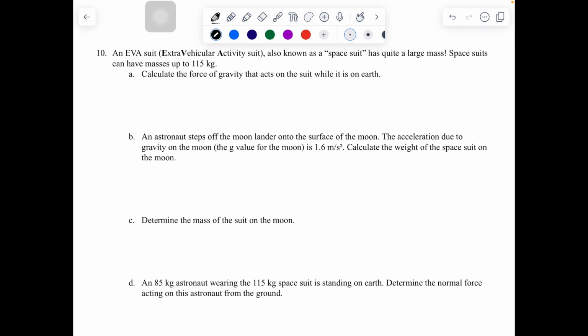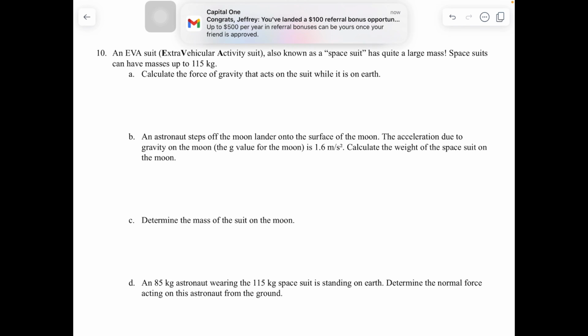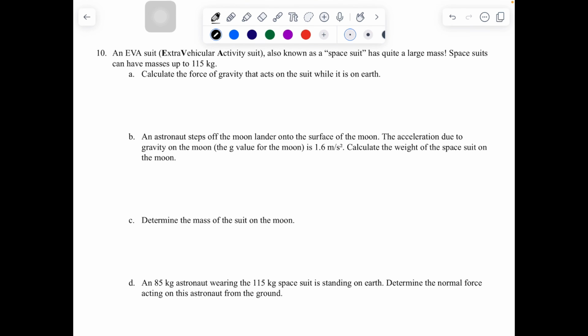Number 10. An EVA suit, also known as a spacesuit, has quite a large mass. Spacesuits can have masses up to 115 kilograms. Calculate the force of gravity that acts on the suit while it is on Earth. Okay, force of gravity, aka the weight. Force of gravity equals m times g. We know the mass of the suit, because it is what acts on the suit. 115 kilograms. I'm going to drop our units to save some space. Times 9.8. Pop that into your calculator. You get 1127 newtons. Forces in newtons.